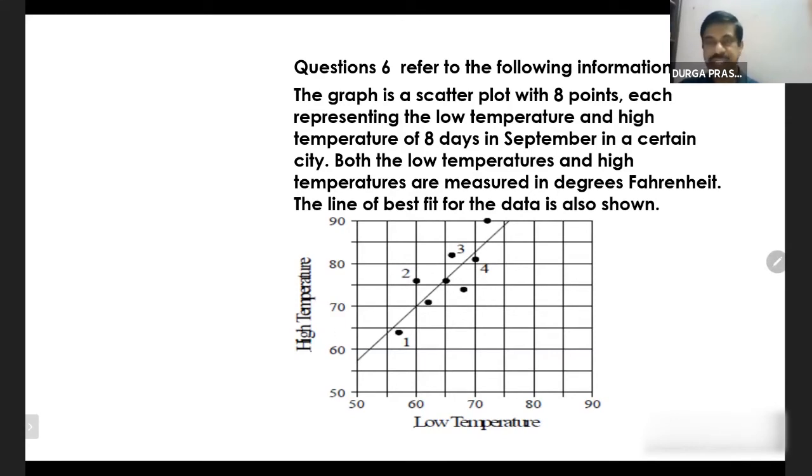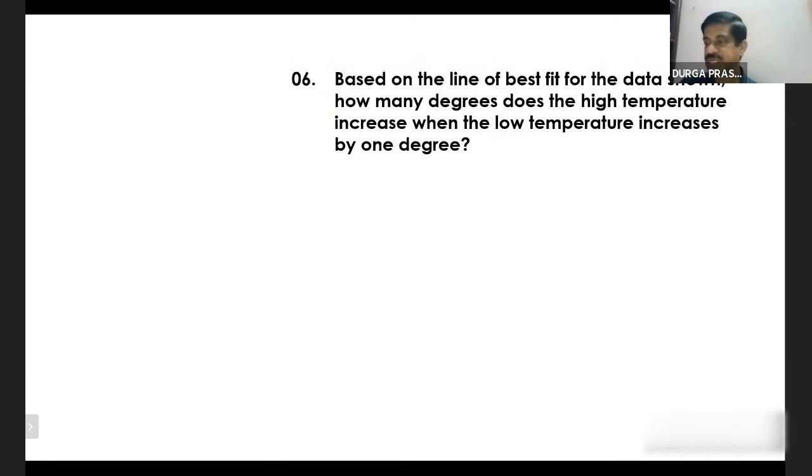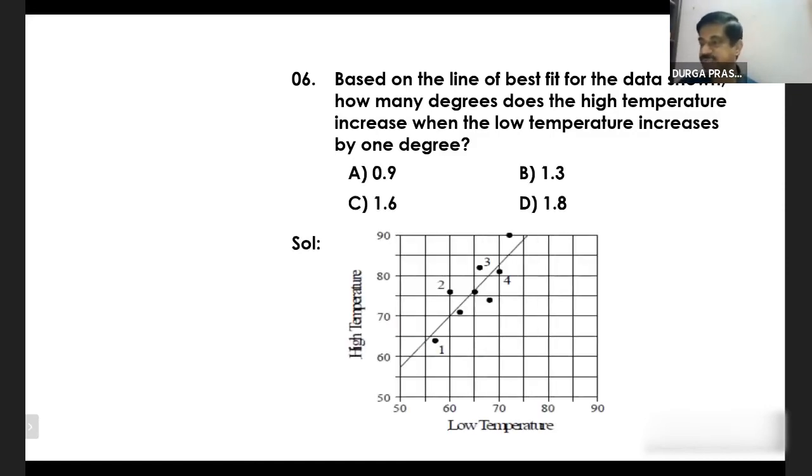Okay, so now let us see what is the question. We know the data is available with us, and approximations can be done. Based on the question, we need to answer them now. So based on the line of best fit for the data shown, how many degrees does the high temperature increase when the low temperature increases by 1 degree? So he gave some options.